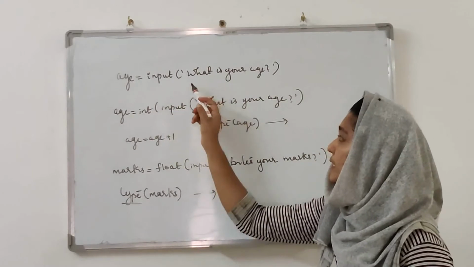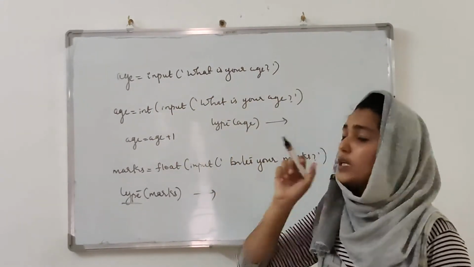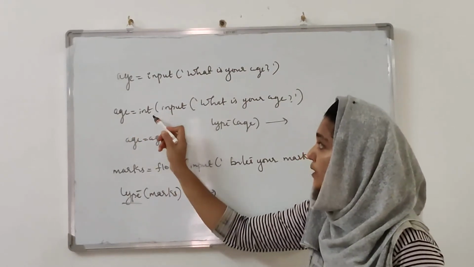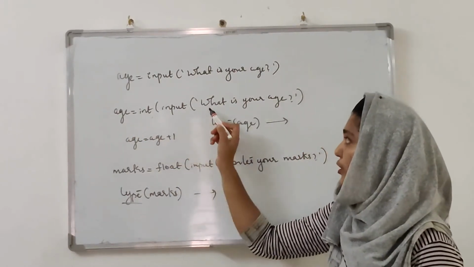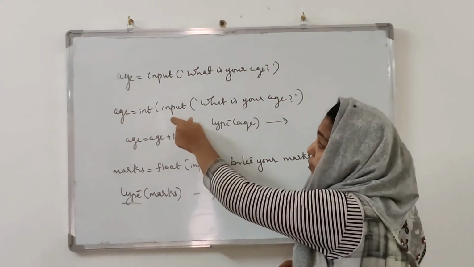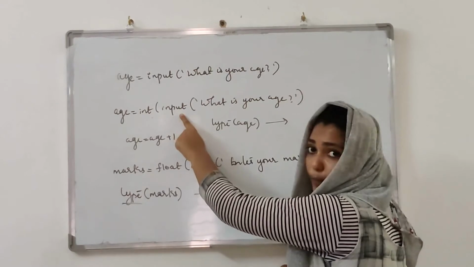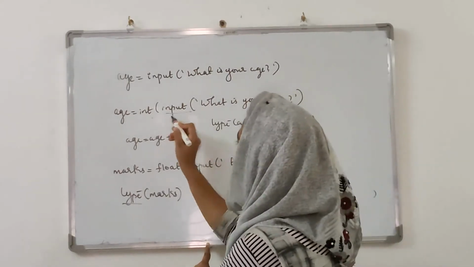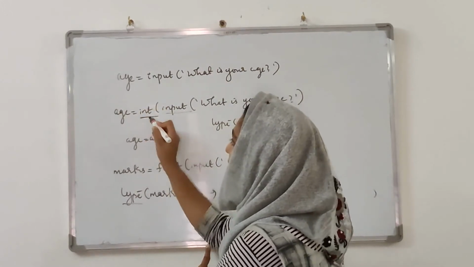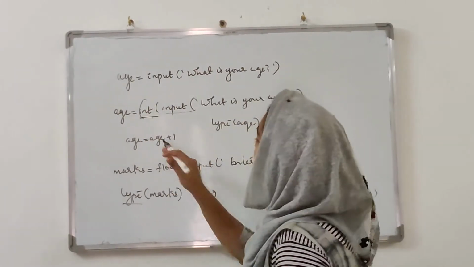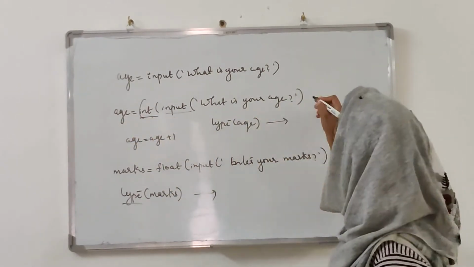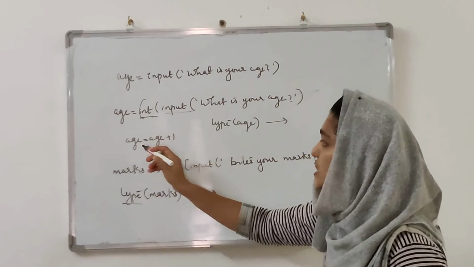age = input("What is your age"). Instead of this statement, we can write it like this: age = int(input("What is your age")). So first we get the value from the user using the input function, and after that we convert it into an integer value using the int function.